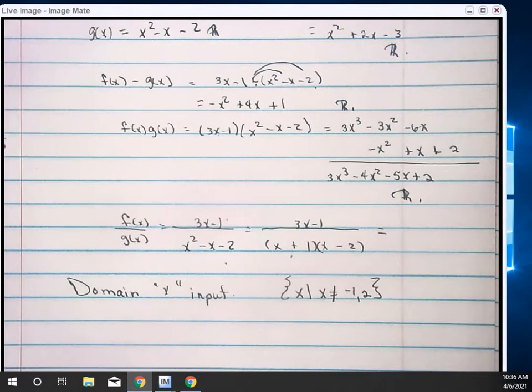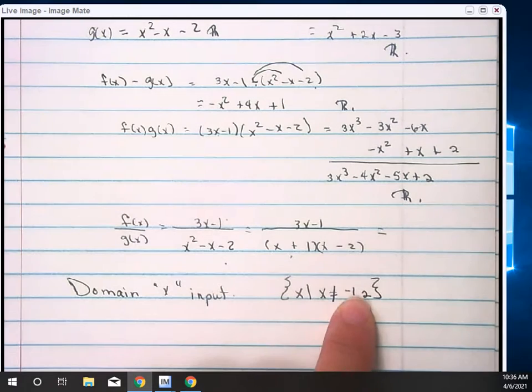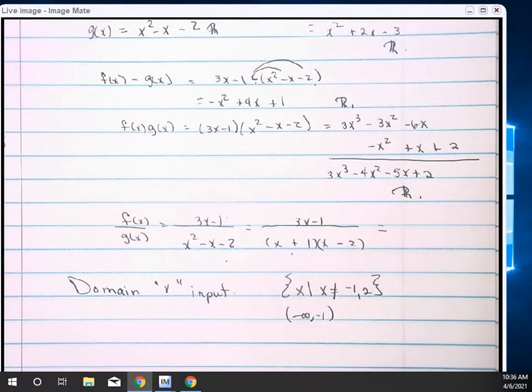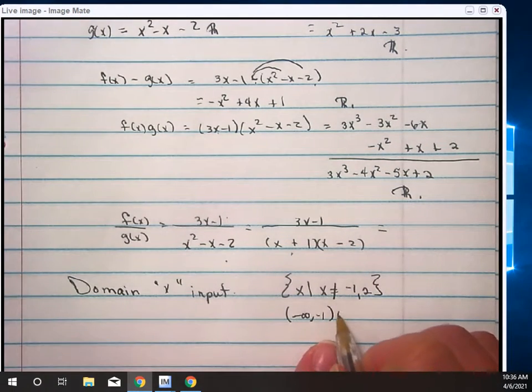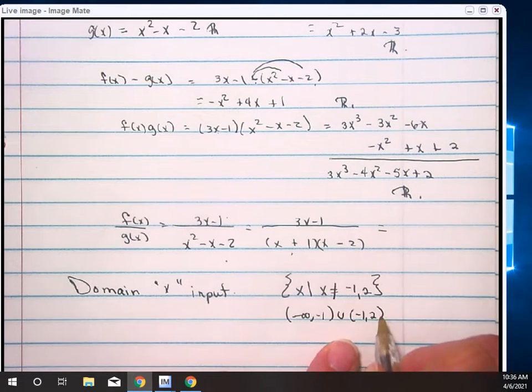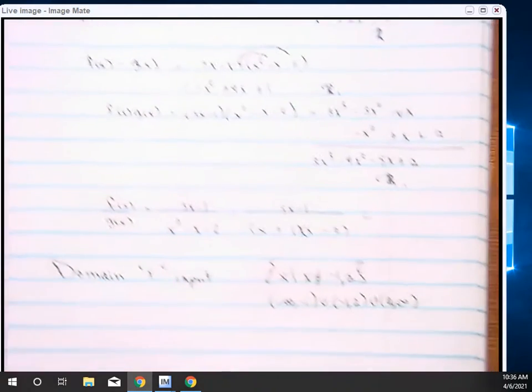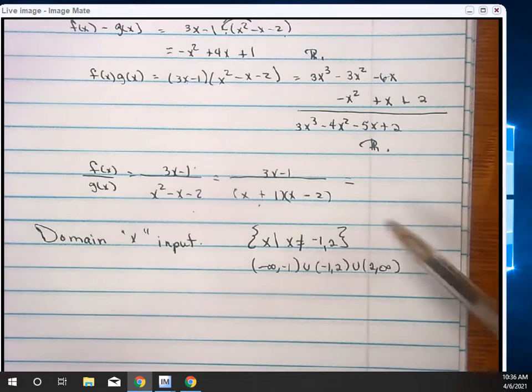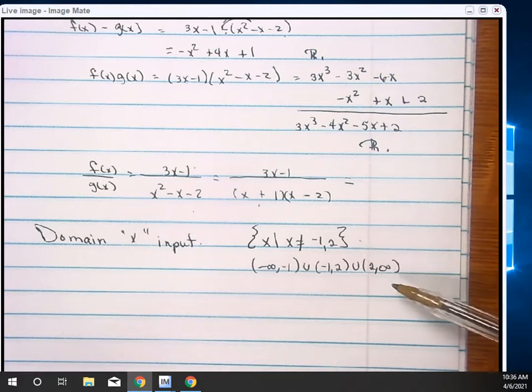Now, if you were going to write that in interval notation, the negative 1 comes first. So you would say negative infinity to negative 1 with parentheses because it cannot equal, and then union negative 1 to 2, and then union 2 to infinity. And all of those are going to have parentheses. I don't care which way you write it. You can say what it's not for the domain, or you can say it in interval notation.